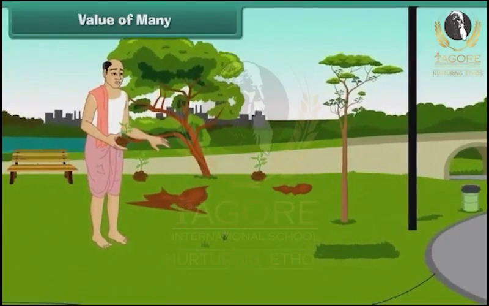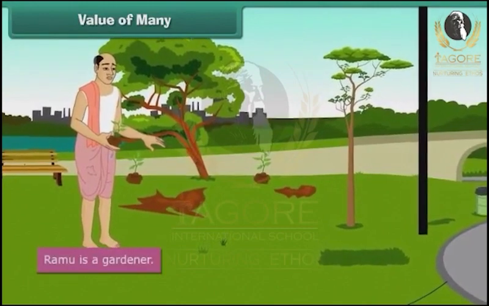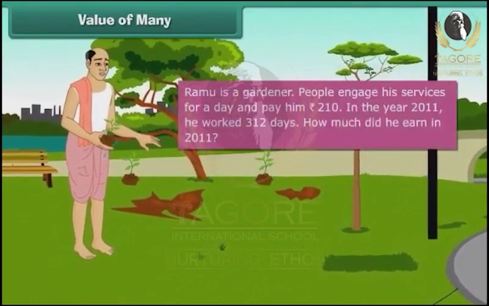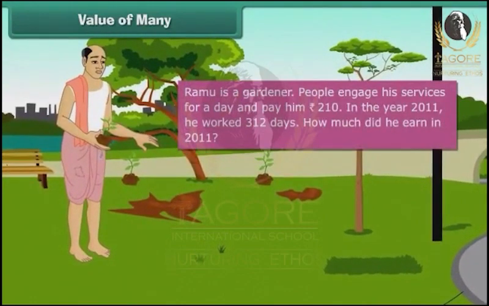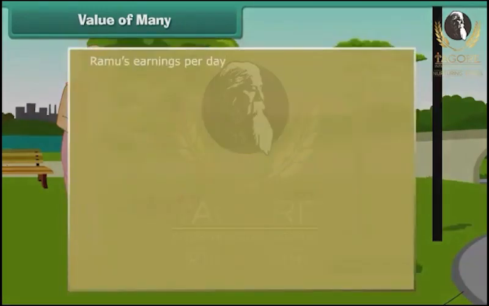Value of many. Ramu is a gardener. People engage his services and pay him 210 rupees for a day. In the year 2011, he worked for 312 days. How much did he earn in 2011? Ramu's earnings per day is 210 rupees. Number of days Ramu worked is 312.